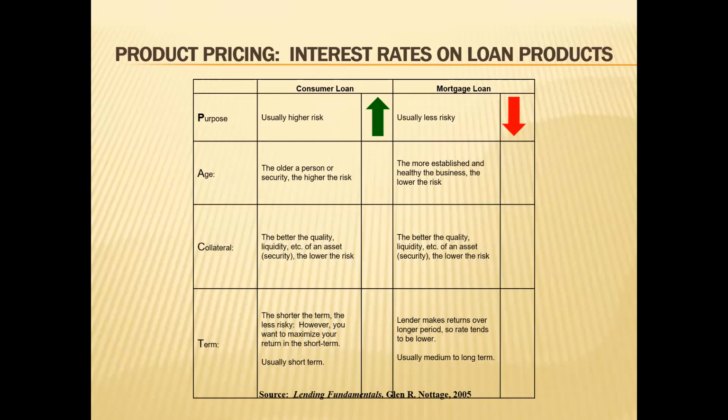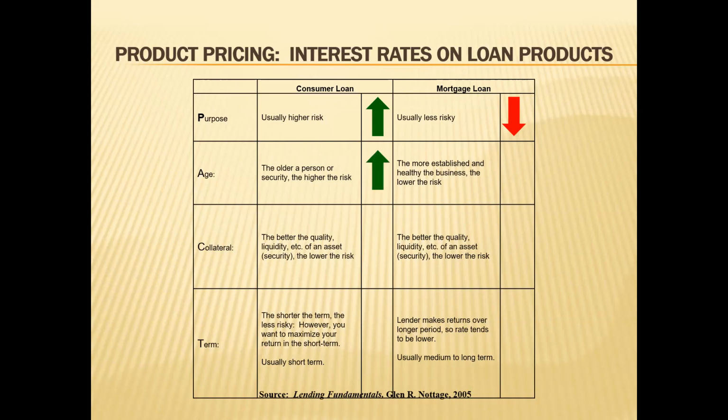Okay. The age of the person, the older the person or security, the higher the risk. Because if a collateral security is old, is aging, there's depreciation, there's wear and tear. In the case of a car, you're going to have the end of its useful life, et cetera. So age, the older a person or the security, the higher the risk. How would you put that arrow, up or down? Up, sir. Up, okay, all right.